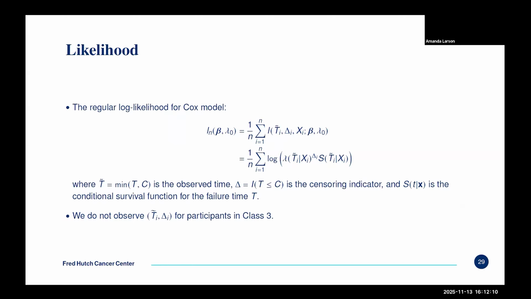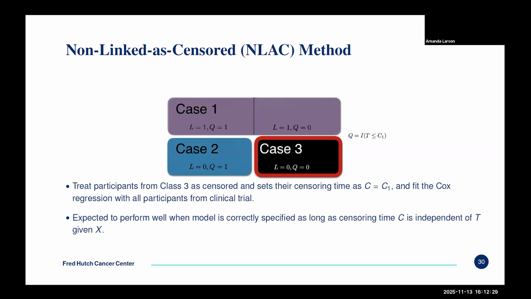What we did is just write down the likelihood, assuming everyone is linked. However, we do not observe the times and delta, the censor indicator, for participants in class 3. So that's where we need to weight. Essentially, we weight this portion to represent the whole so that we can make up the missing information from case 3. So that's the weighting method.